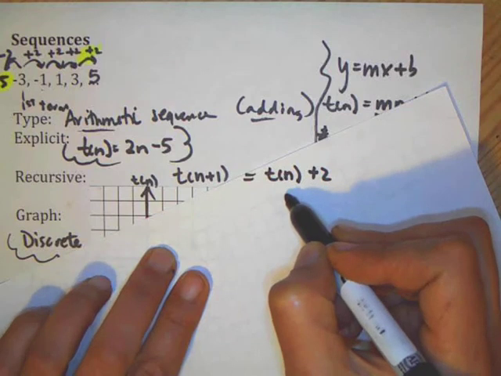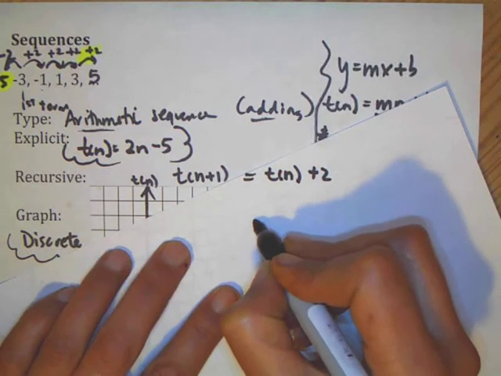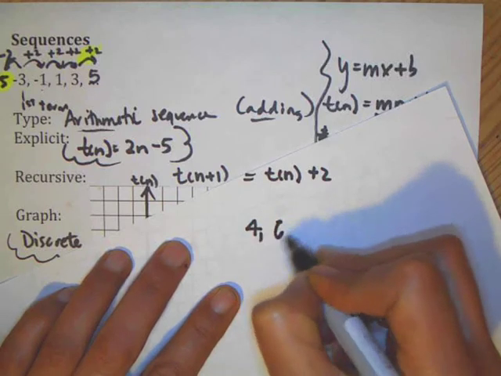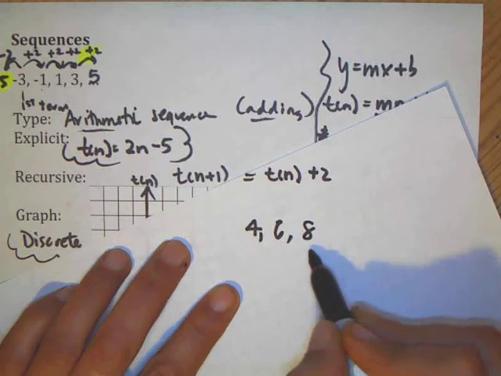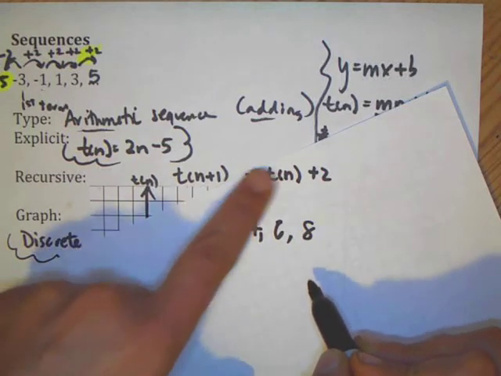However, there are many sequences where you can just add 2. So for example, let's see, if I said 4, 6, 8. This is also, to get from one term to the next, plus 2. So this is not enough information.